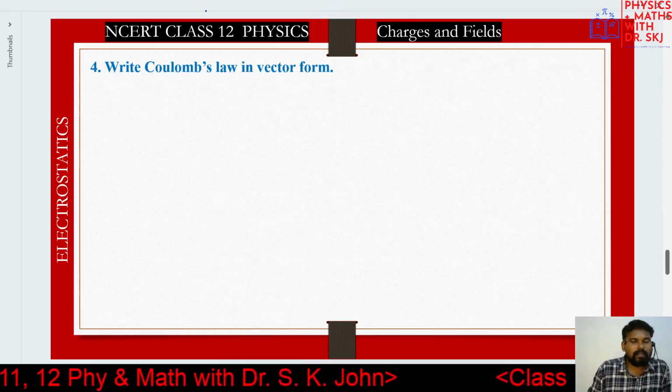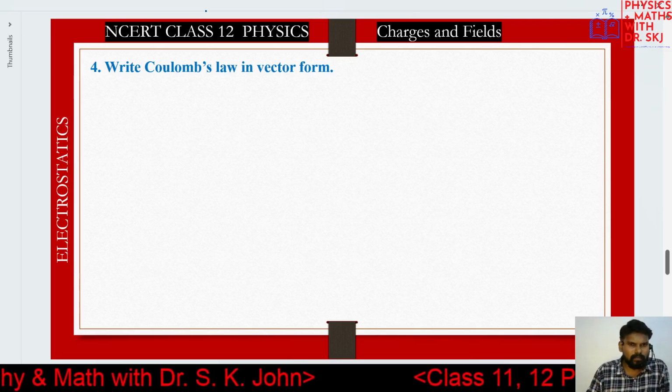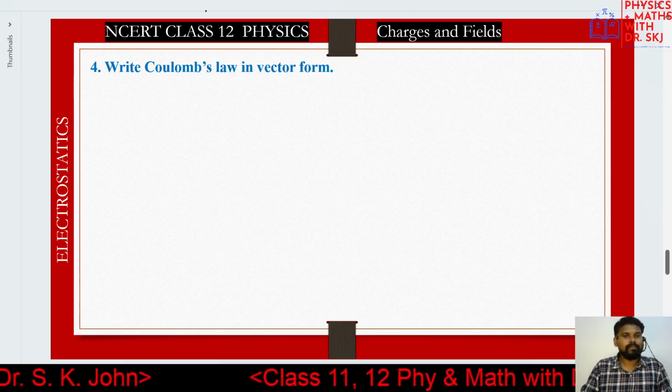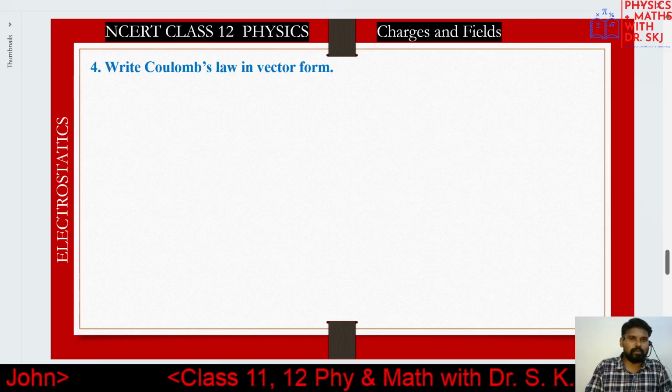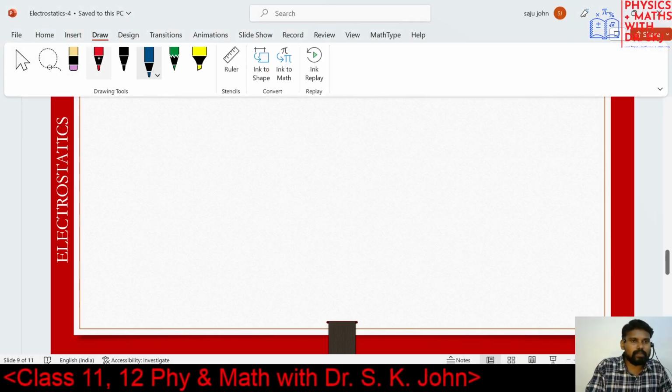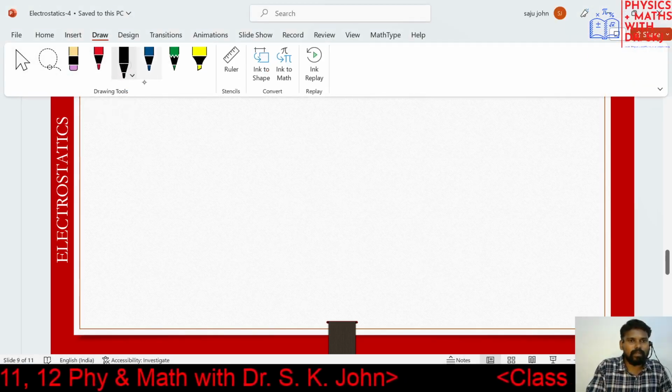Okay, write Coulomb's law in vector form. Now we are going to write Coulomb's law in vector form. Okay, how can we write Coulomb's law in vector form? How can we write Coulomb's law in vector form? Okay, I will draw a diagram.